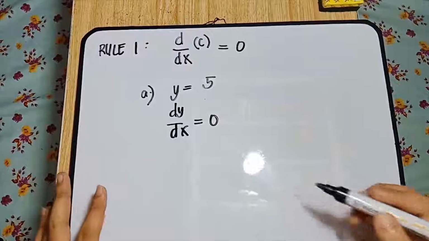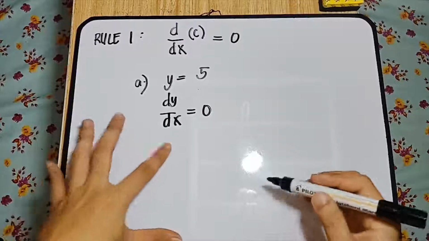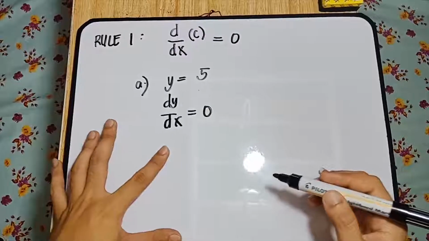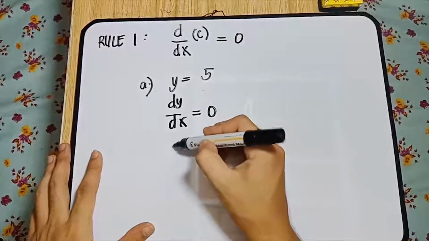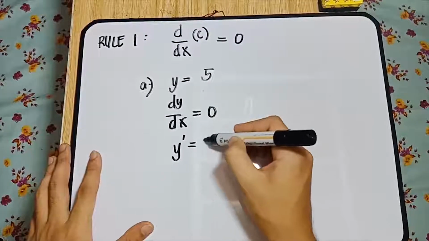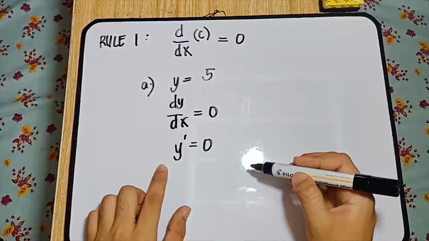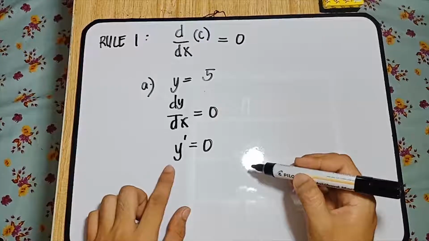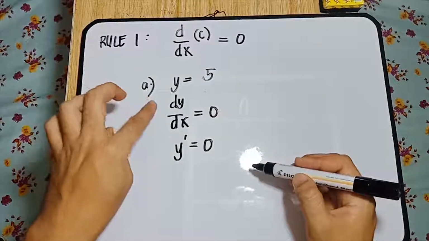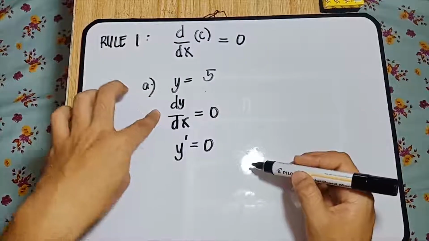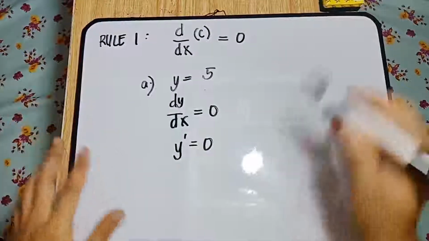Nga pala, kung yung iba ay hindi sanay sa dy over dx, marami pang pwedeng gamitin na notation for the derivative. Ginagamit ko rin yung y prime. Y prime is also derivative of y. Yun yung notation na minsan ginagamit ko para mas maikli, kasi kung dy over dx, medyo mahaba kasi may denominator pa. Kahit alin naman dyan ay pwede. So, that is rule number 1.